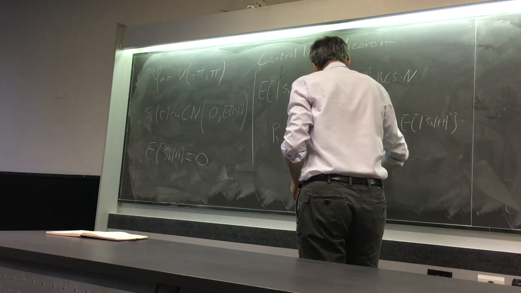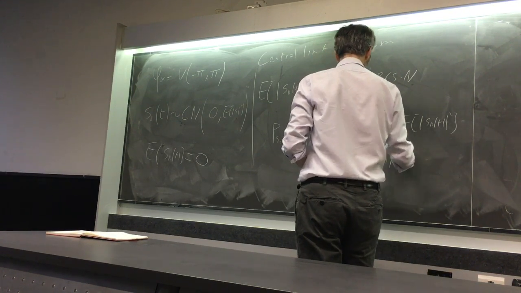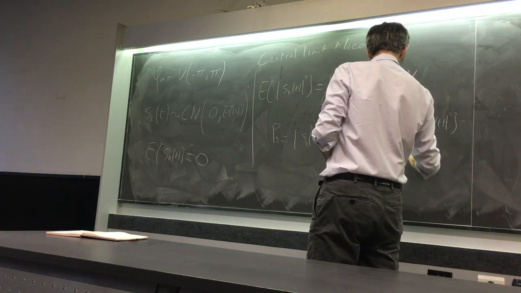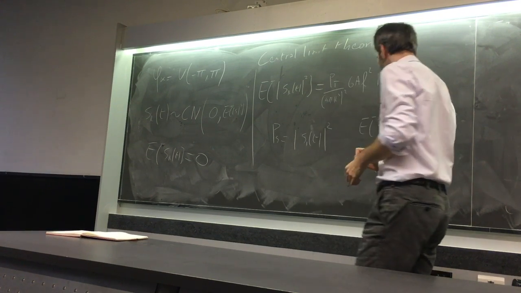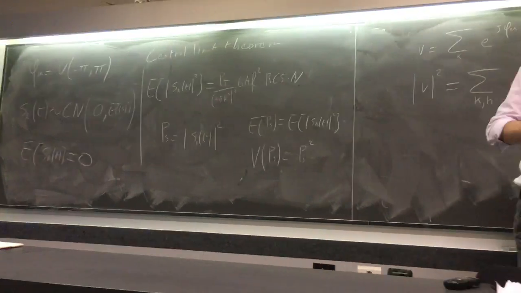You have also power oscillation, and the variance of your power oscillation is something that you can compute easily, because this is a Gaussian variable, and this is equal to the power to the second. Okay, you remember this. You trust me.